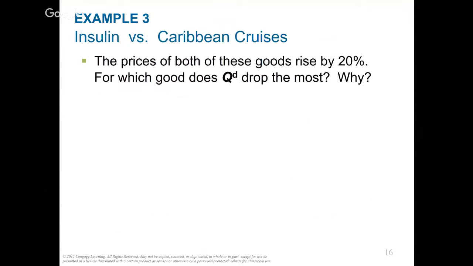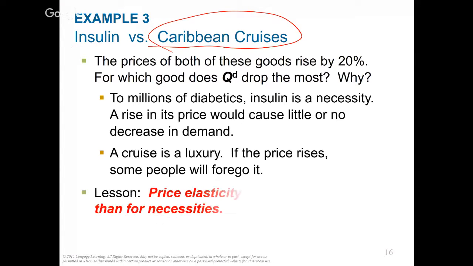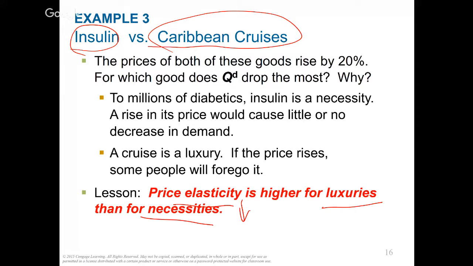All right, next, insulin and a Caribbean cruise. Again, which one do you have to have? I'm pretty sure that nobody has to have a cruise, so this is a luxury good. Insulin: if you have diabetes, you need insulin, so that's a necessity. So between the two goods, if the good is a luxury, it has a very high elasticity. If the good is a necessity, it has a very low elasticity.